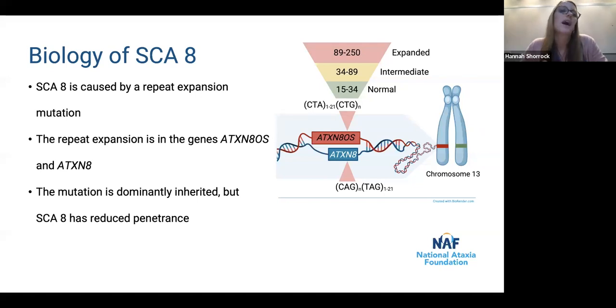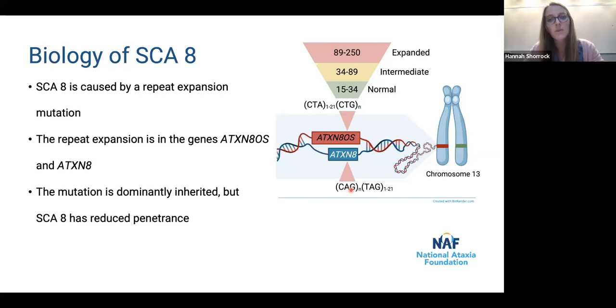So let's start with Spinocerebellar Ataxia type 8, which is caused by a repeat expansion mutation. This repeat expansion occurs actually in two genes that sit on opposite strands of the DNA from each other. In the ataxin 8OS gene, we have a CTG repeat expansion associated with SCA8. And this is also in the gene on the opposite strand of the DNA, ataxin 8, where that is a CAG repeat expansion. These repeats would normally be in the range of 15 to 34. So most individuals will have a variable number of repeats here, but it's generally going to be less than 34 repeats.